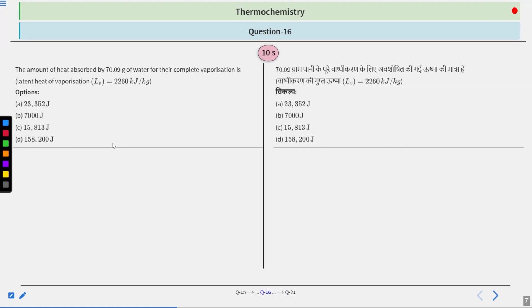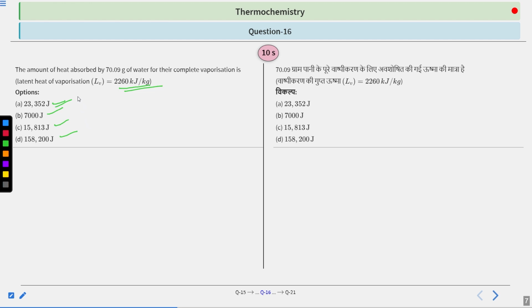Question number 16. The amount of heat absorbed by 70.09 grams of water for complete vaporization is, where the latent heat of vaporization is given as 2260 kilojoule per kg. Options are A, 23,350 joule; B, 23,352 joules; C, 7,000 joules; D, 15,813 joules; and E, 158,200 joule. So what is the main crux behind this question?